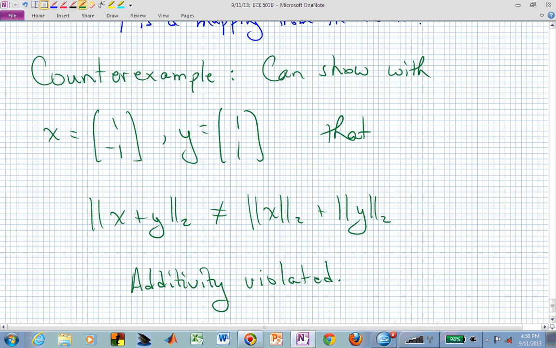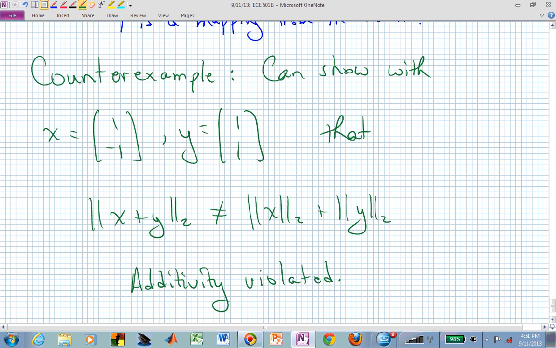2. What's x1? What's the length of this in the 2 norm? Root 2, isn't it? Square root of 2. What's the length of y? Square root of 2. So now we have 2 is not equal to the square root of 2 plus the square root of 2, or 2 times the square root of 2. 2 is not equal to 2.484, or whatever it ends up being. 2.82 or something. Okay?